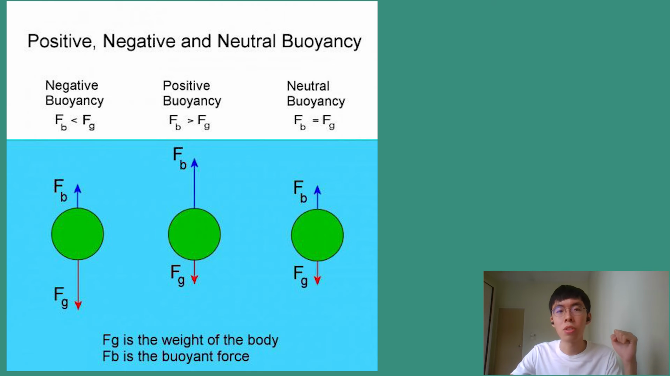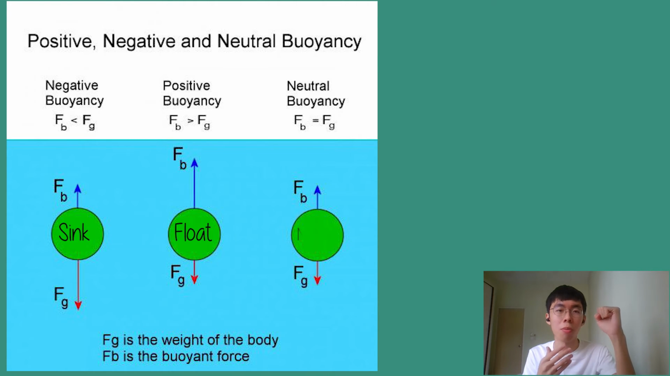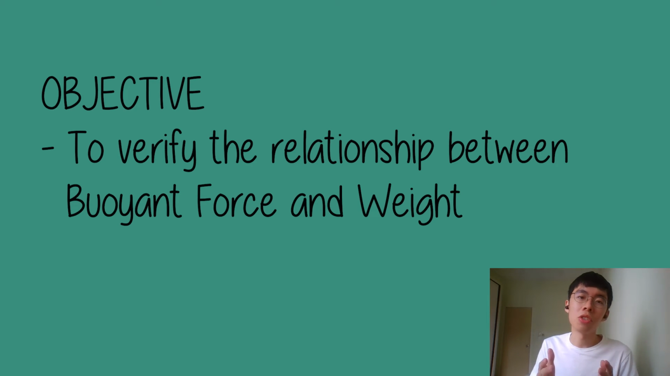When the buoyant force is less than the object's weight, the object will sink, otherwise known as negative buoyancy. But when the buoyant force is more than the object's weight instead, it will lift the object up and make it float, also known as flotation or positive buoyancy. Now when the buoyant force is equal to the object's weight, the object will stay in a neutral position, which is neutral buoyancy. To verify this relationship between buoyant force and weight is where this experiment comes in.